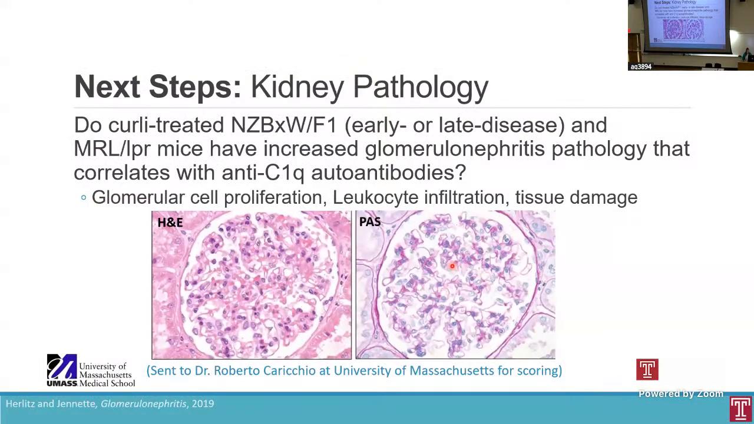And so the next steps that we want to look at, obviously, would be to see if we can see any other signs, besides the immune complexes, of pathogenesis inside of the glomeruli of these kidneys, both in our NZBW mice as well as the MRL-LPR mice. So these have all been processed and sent to a collaborator at the University of Massachusetts, Dr. Caricchio, who is going to score the pathology for us and see if we see any signs of glomerular cell proliferation, leukocyte infiltration, tissue damage, to see if there's any other association with this higher anti-C1q response.